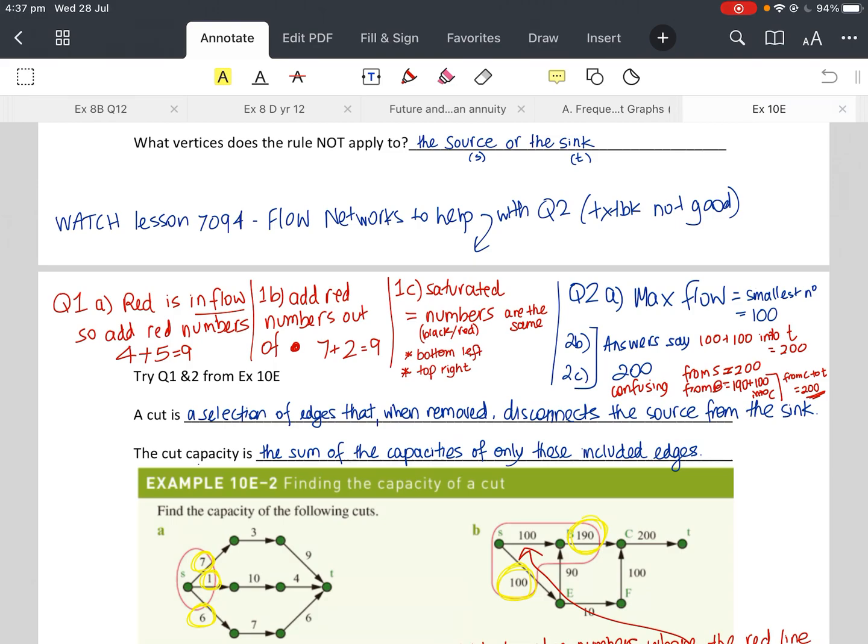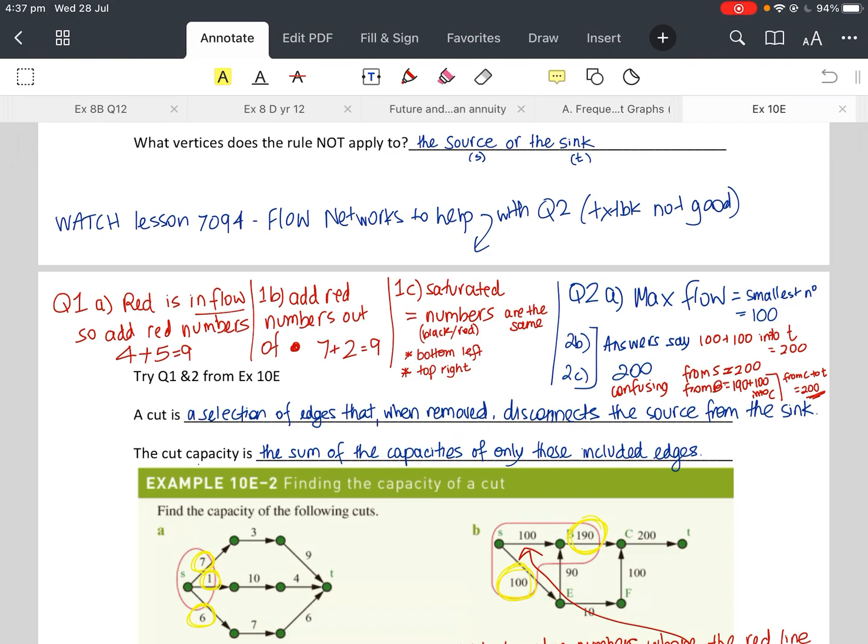Saturated numbers are the numbers that are the same. So wherever the black and the red numbers are the same, that's where the edges are saturated. They can't take any more. Now question 2 got a little bit tricky for me. So what you have to know is when something's coming into a vertex, sometimes you can split that amount evenly, and I found that one out from one of the Bodgers videos that I watched. So for example, the maximum flow in 2 was fairly obvious because it's a nice straight line.